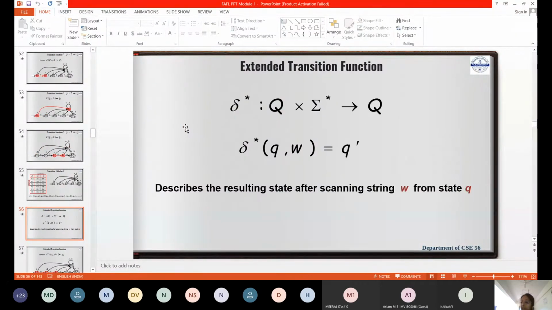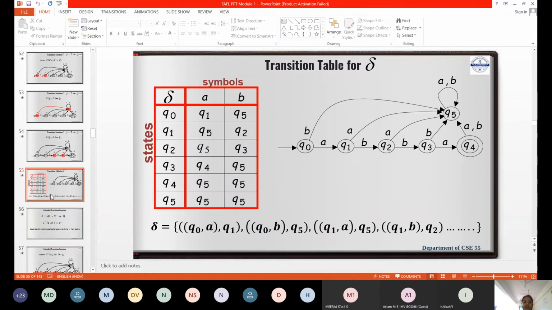Now I am familiar with the transition function. So what did you observe before going to the difference between the transition function and extended transition function? In the transition function, every time I applied one symbol, though my language is ABBA. What is my language here to be accepted by the machine? ABBA. But the extended transition function is the function which checks whether the string is acceptable by the machine or not. So I'll take the complete string together and then apply it one by one.